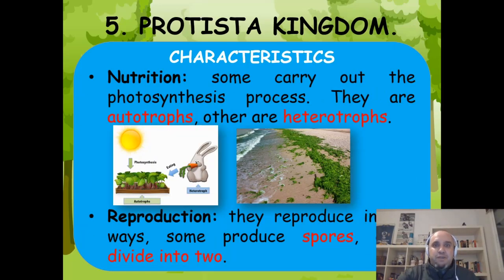The same happens with the nutrition. So some of them carry out the photosynthesis process and they make their own food, and some others just take nutrients from the surrounding area. Unos son como las plantas que se hacen su propia comida, otros se alimentan de los nutrientes que hay alrededor. And reproduction. They reproduce in two ways. También hay varios tipos de reproducción dentro del reino protista. Some produce spores, some others, like algae, divide into two. ¿Vale? Hay algunos que se reproducen por esporas, otros, como las algas, se dividen en dos.